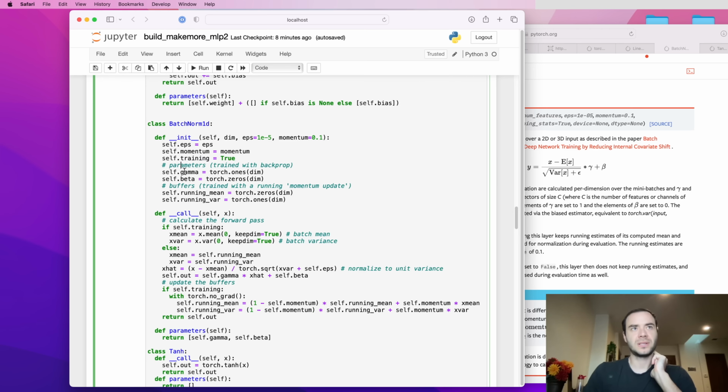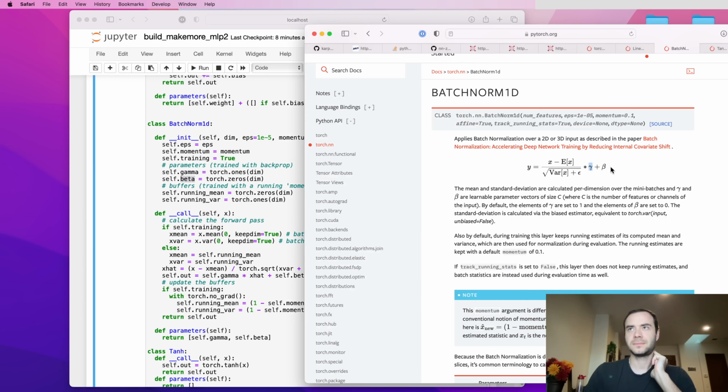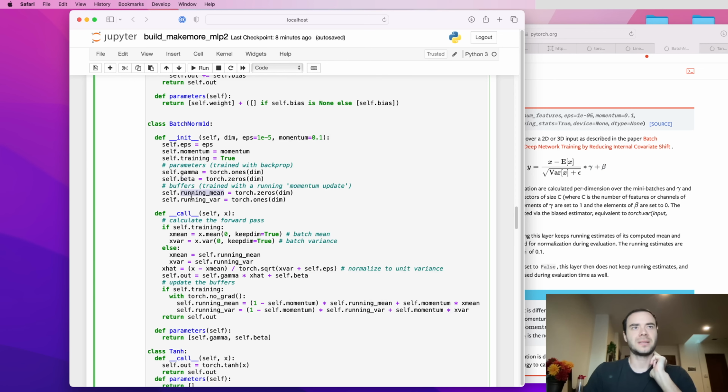Now the parameters of BatchNorm1d are the gamma and the beta here. And then the running mean and the running variance are called buffers in PyTorch nomenclature. And these buffers are trained using exponential moving average here explicitly. They are not part of the backpropagation and stochastic gradient descent, so they are not parameters of this layer. That's why when we have parameters here, we only return gamma and beta. We do not return the mean and the variance. This is trained internally here every forward pass using exponential moving average.